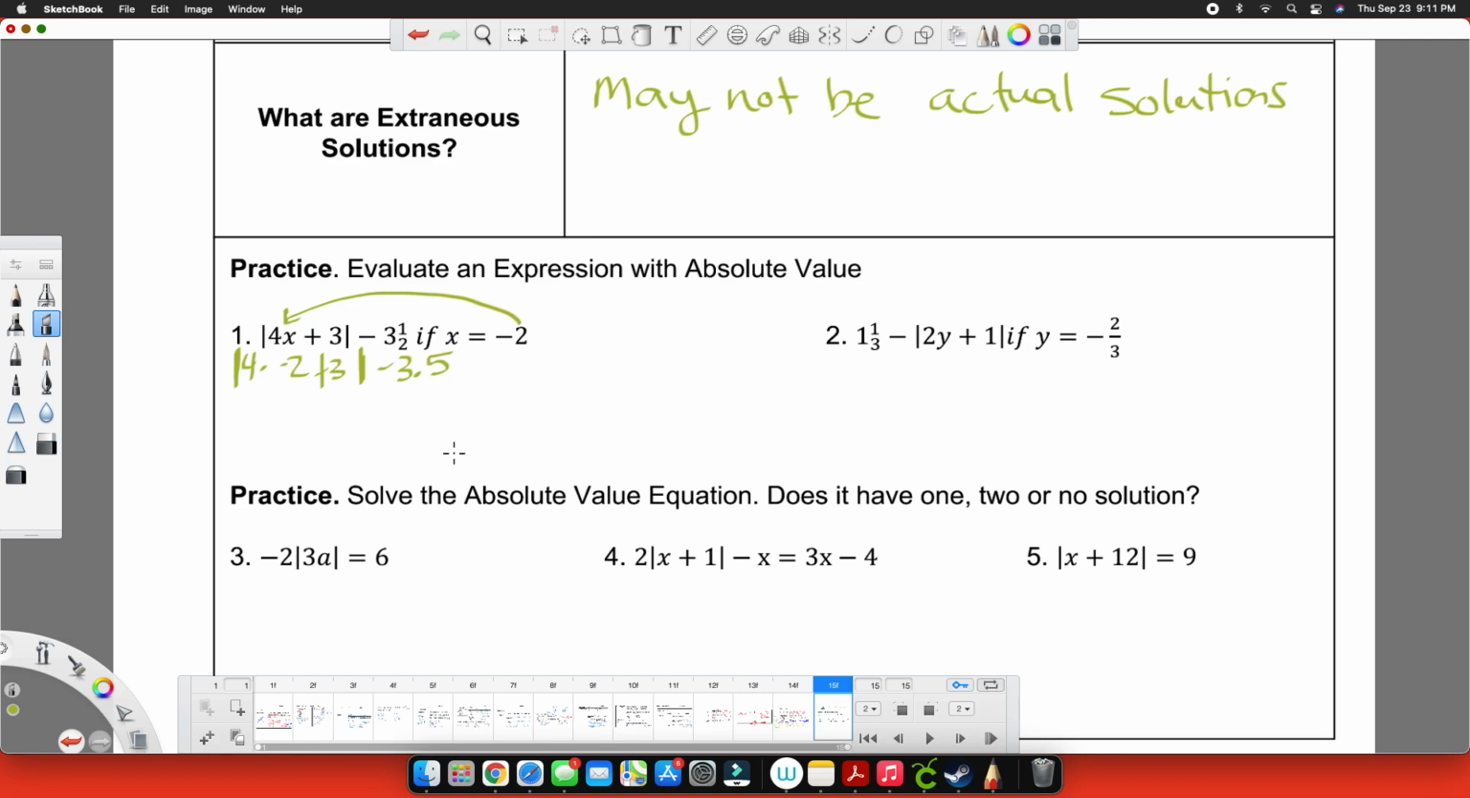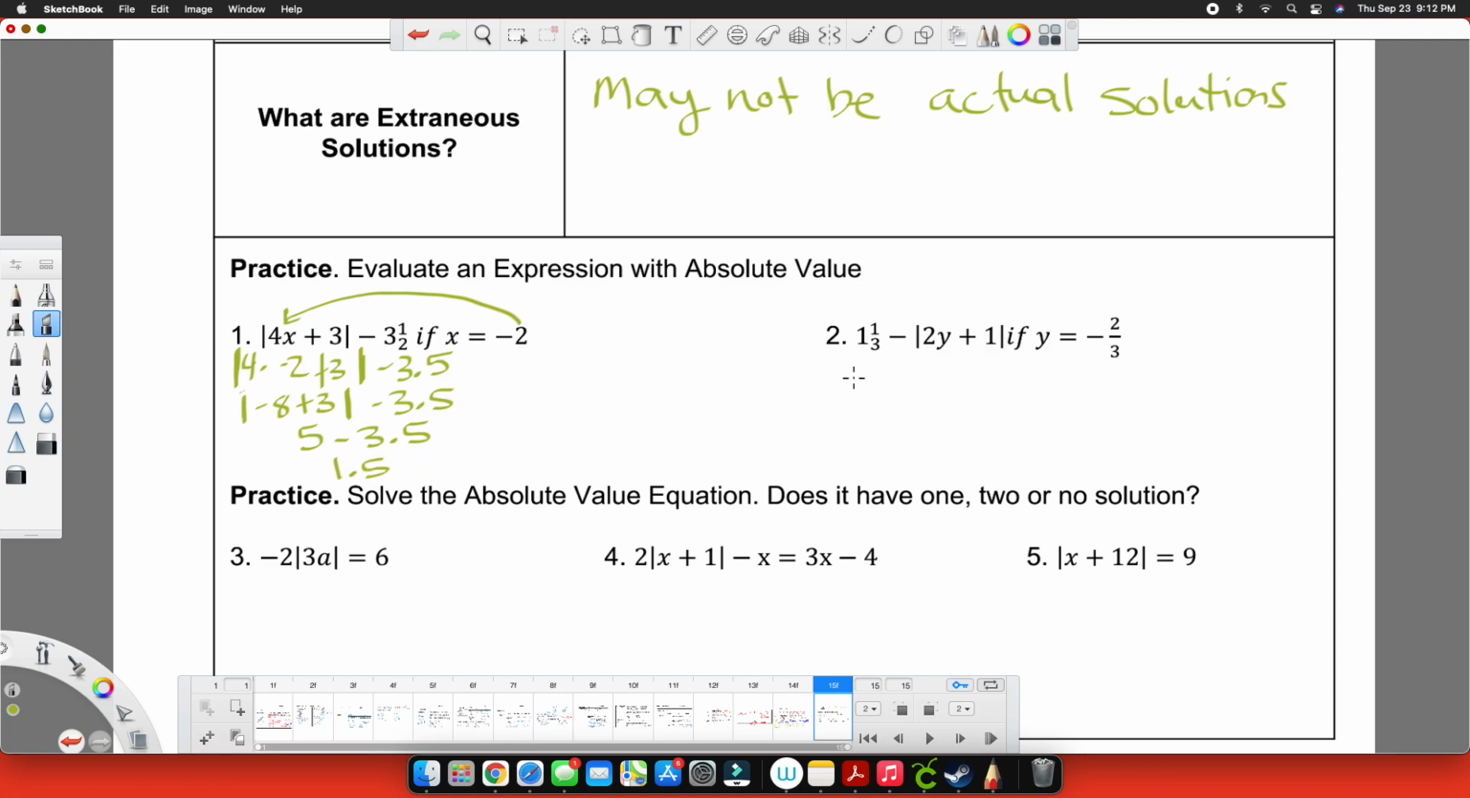So we're going to multiply in here first. We reduce the absolute value first, just like it's parentheses. So we have negative 8 plus 3 minus 3.5. Negative 8 plus 3 is negative 5, but because of the absolute value, I'm going to drop the negative away, and it's just going to be 5 minus 3.5. Now I just subtract like I normally would, and I get 1.5.